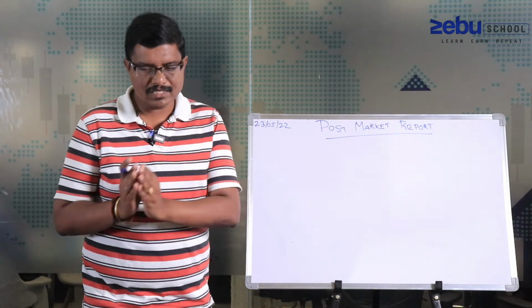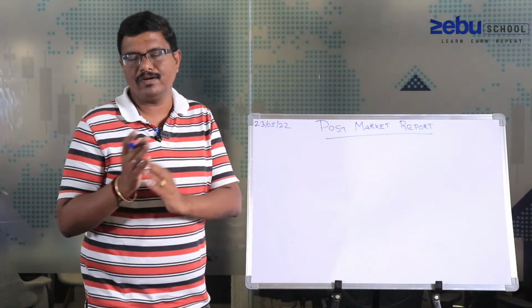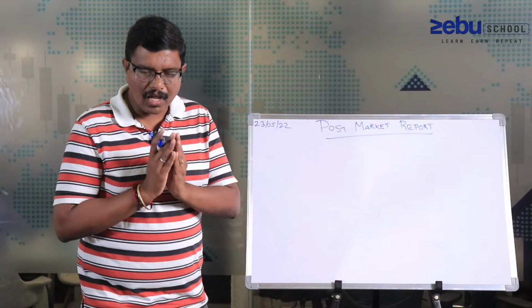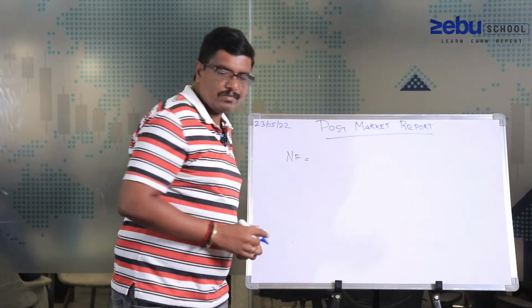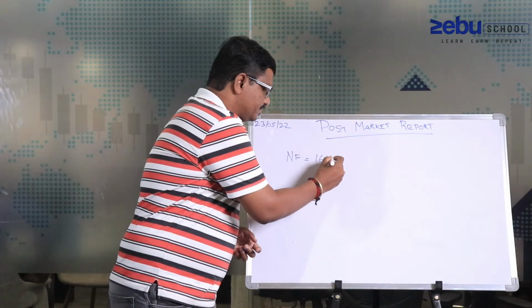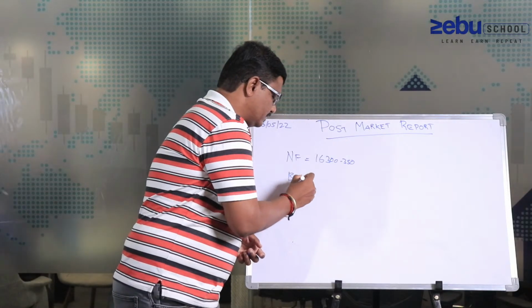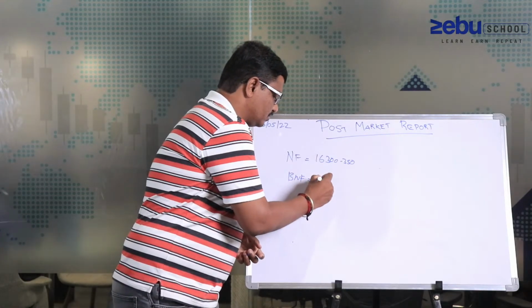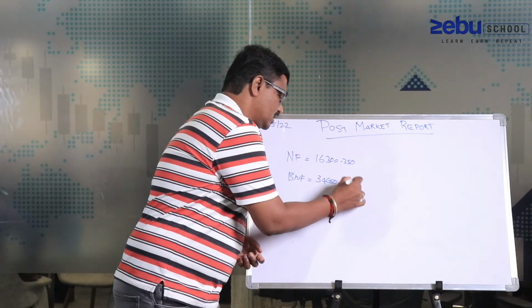So what has happened for the day? In the morning when we opened the market and did our opening market analysis, Nifty was somewhere around, do you remember, we even said 16,300 to 350 is the key level, and Bank Nifty, if you remember, 34,650 to 800 is the key level.